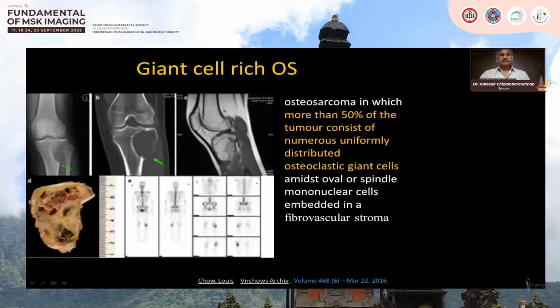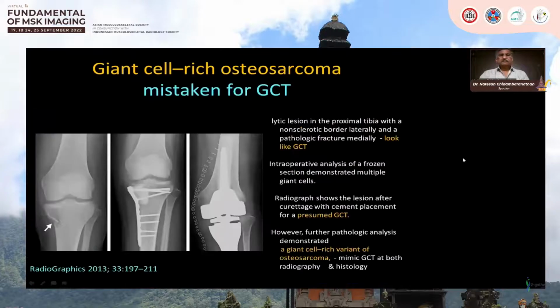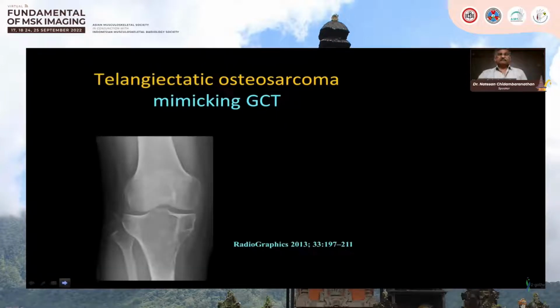This is a large expanding lesion in a subchondral location, with a peripheral rim of sclerotic areas. Usually it is mistaken as a giant cell tumor. This case turned out to be a giant cell rich osteosarcoma, as in the literature. A similar case: this was also a giant cell rich osteosarcoma, mistaken for GCT and treated with a bone prosthesis. So often this type of atypical manifestation is very challenging.